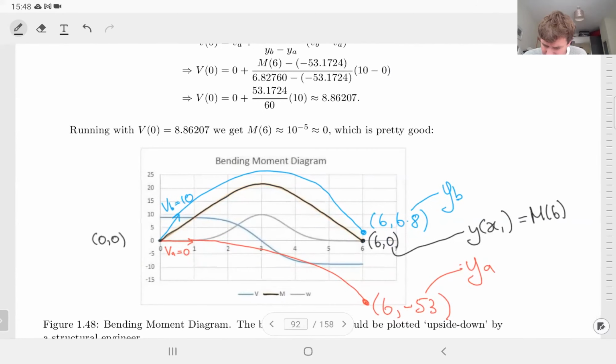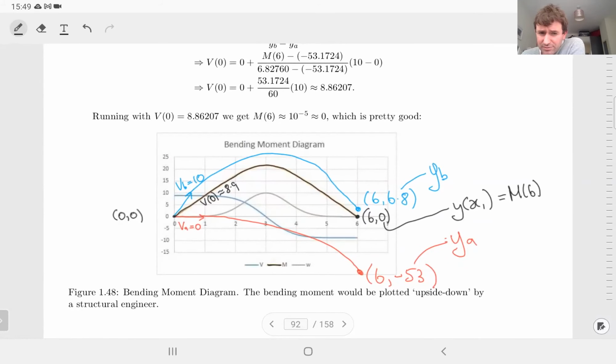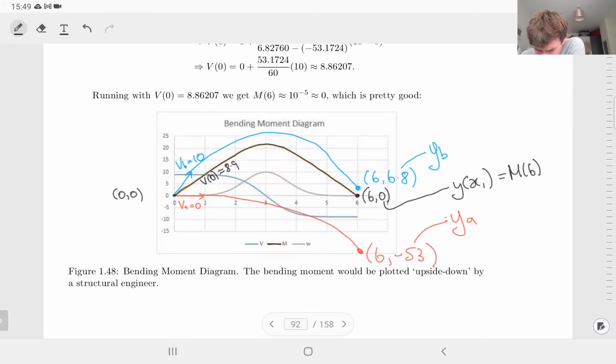So if we look at the final shot, this black one, this is the V of 0, approximately, let's say, 8.9. And if you run it with six significant figures, it gets to like 10 to the minus 5, which is very, very close to 0, which it's supposed to do. If you use the fraction, you'll get closer. You'll still have rounding error, but you get very close. 10 to the minus 5 is a very small difference there. And when you're doing the moment, it's interesting also to plot the shear force. We don't have to worry about it too much here.